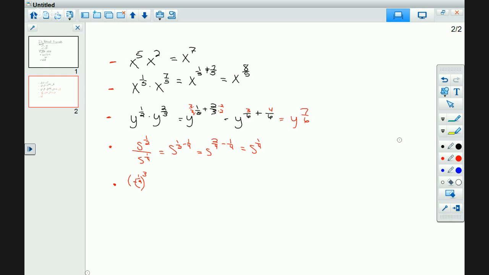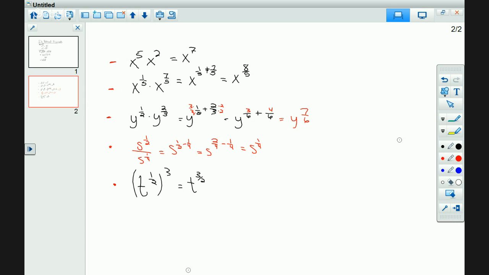Okay, what do I do with an exponent to an exponent? You want me to rewrite it? T to the 1/2 cubed. Then you put that exponent up. So when you multiply, 3 times 1/2. Oh, yeah, right, it's a fraction.